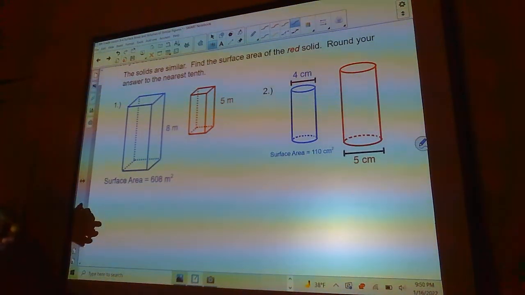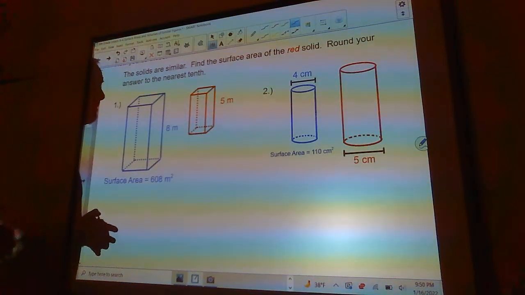The solids are similar. Find the surface area of the red solid. Show your answer to the nearest tenth. So I'll let you pause the video here, do these, and then jump back on and see how you did.